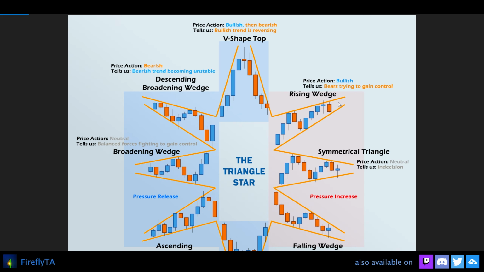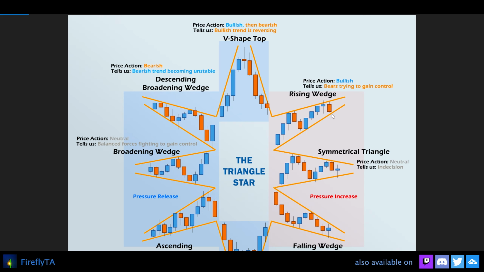This is what a rising wedge can be. It is an uptrend. It is a bullish development. However, it tells us bears are trying to take over. They are trying to gain control of this area, and you can see this with a weakening bullish price action. This is what a rising wedge stands for, what it represents: weakening bullish price action.